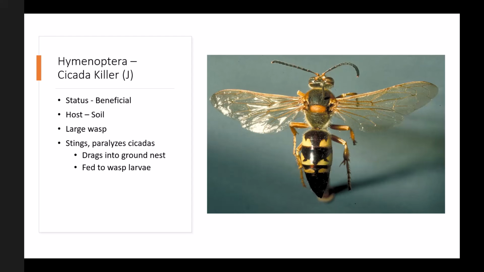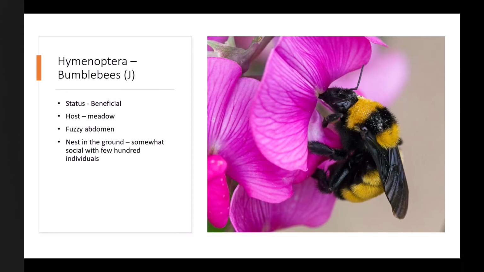Now, one of the biggest differences between wasps and bees is that wasps really aren't very hairy, and they also tend to be more predatory. So if you take a look at this cicada killer wasp, he's very shiny. He doesn't have a lot of hairs on him. Versus bumblebees and other bees have a lot of fuzz and hair on their bodies. So that's one big way to tell the difference between a wasp or a bee.